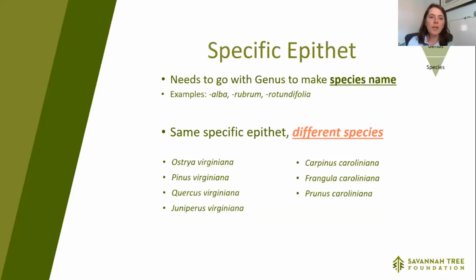So the specific epithet needs to go with the genus to make a species name. Some examples would be alba, rubrum, or rotundifolia. Alba means white, rubrum means red, and rotundifolia means round leaves. Another example of a specific epithet down below would be virginiana. As you can see, there are a lot of species with the same specific epithet, but they are different species. Below we have Juniperus, Pinus, Quercus, and others on the left, which are the genus names, and virginiana is the specific epithet.